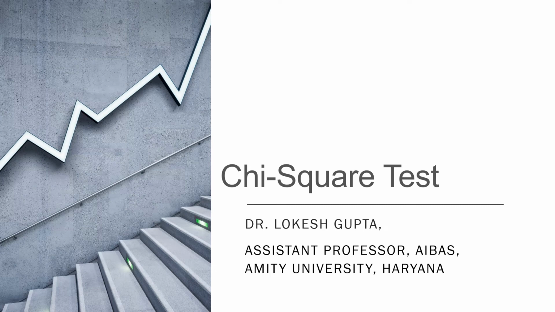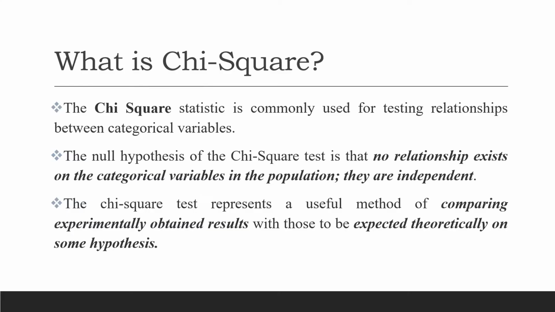Today we talk about how to calculate the chi-square test manually. What is chi-square? Chi-square is a statistic commonly used for testing relationships between categorical variables. Chi-square is generally calculated on categorical variables, and the purpose of the analysis is to test the relationship between the categorical variables.